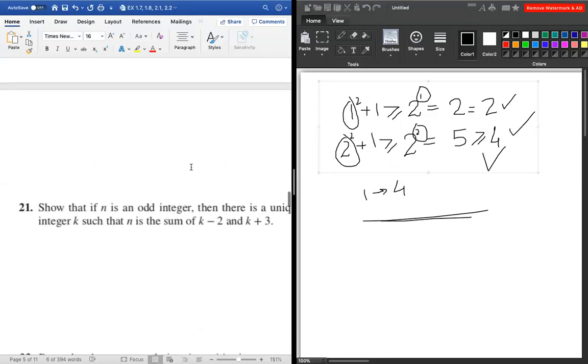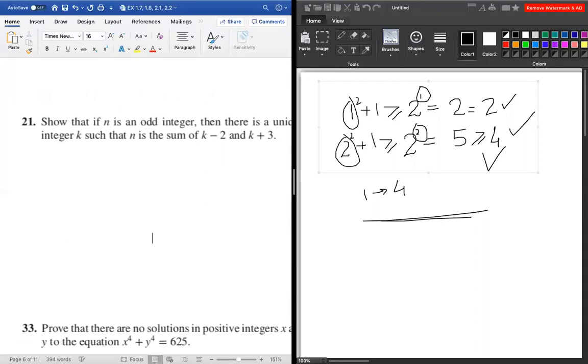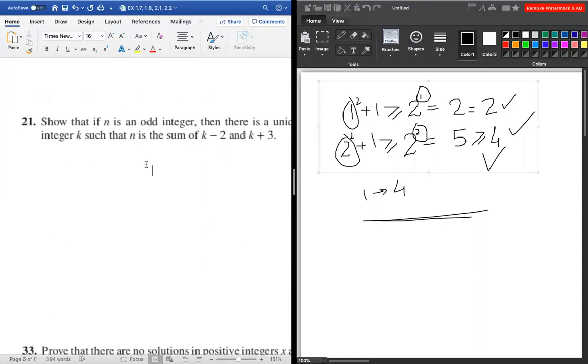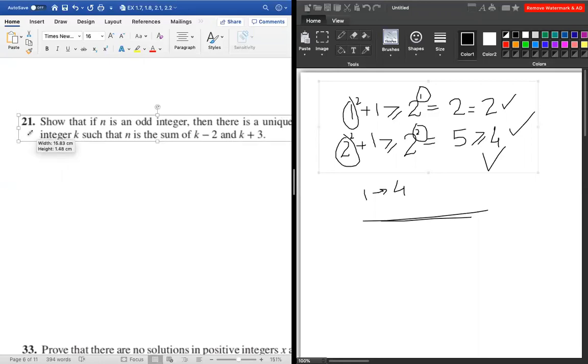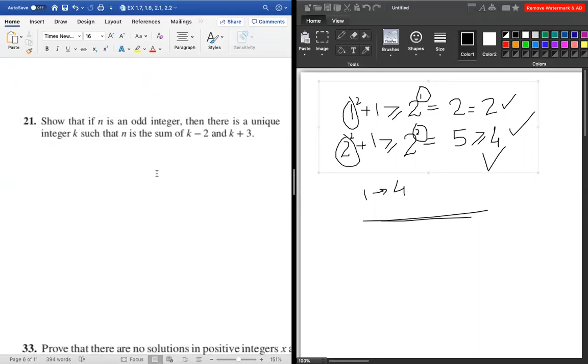Okay, let's move forward to question number 21. In question number 21, we have to show that if n is an odd integer, then there is a unique integer k such that n is the sum of k minus 2 and k plus 3. Again, it's very much related to finding some number k.